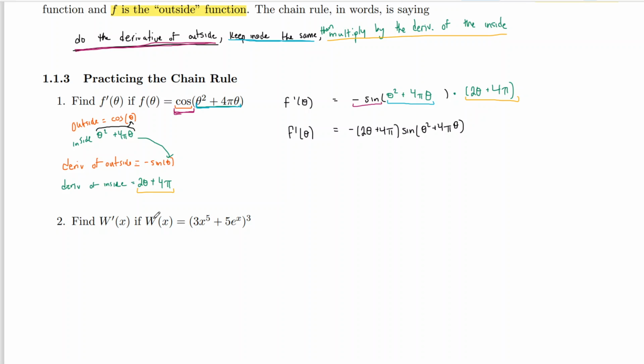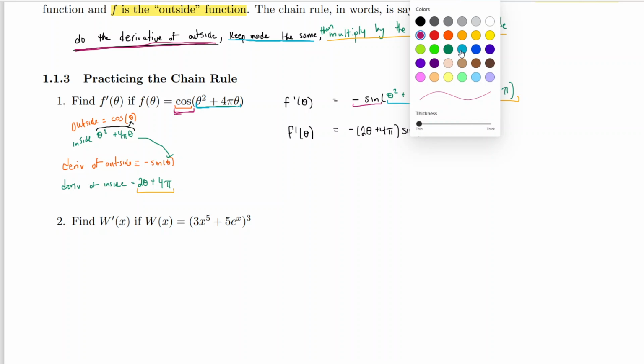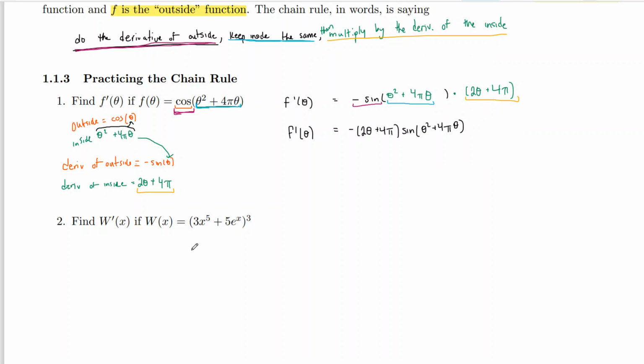All right, so the first thing, we want to find w prime of x if w of x equals (3x to the fifth plus 5 e to the x) to the third power. Why do we need the chain rule here? Well, we need the chain rule because we're raising something that's not just x to the third power, right? We have this entire thing being raised to the third power.